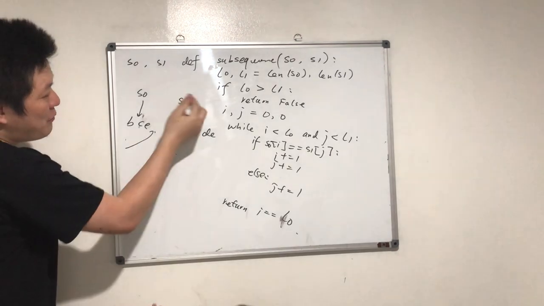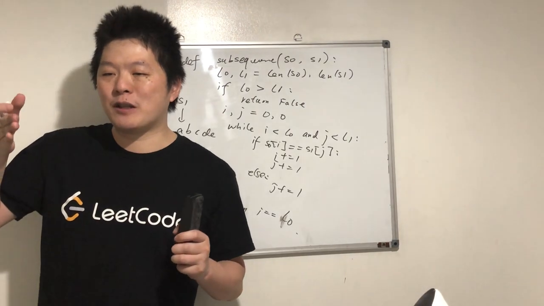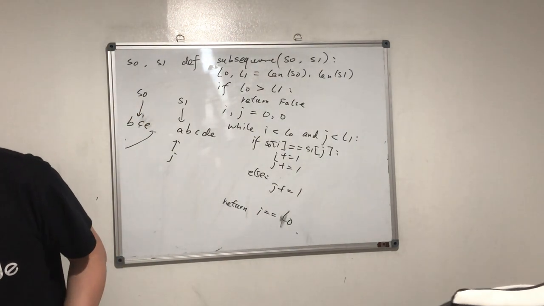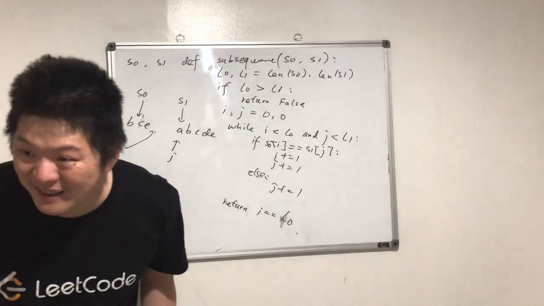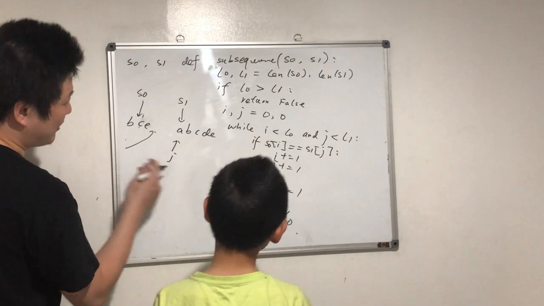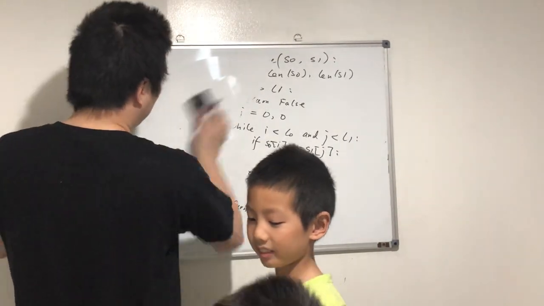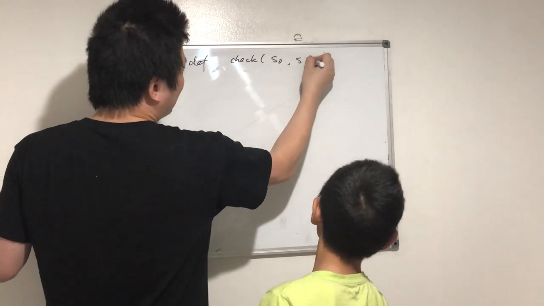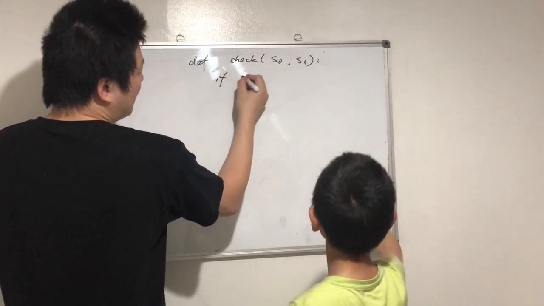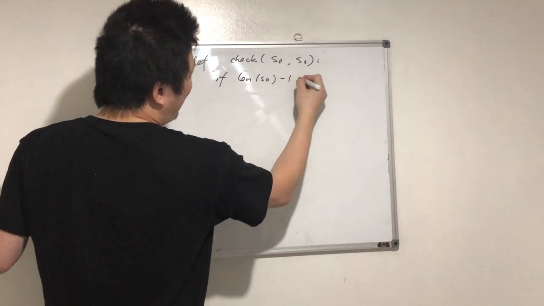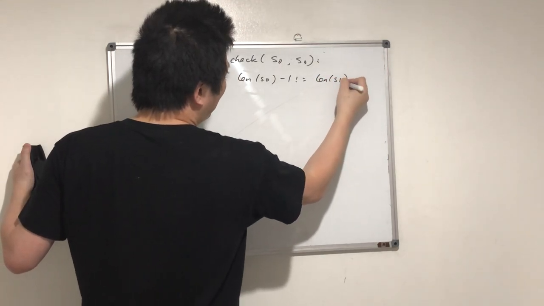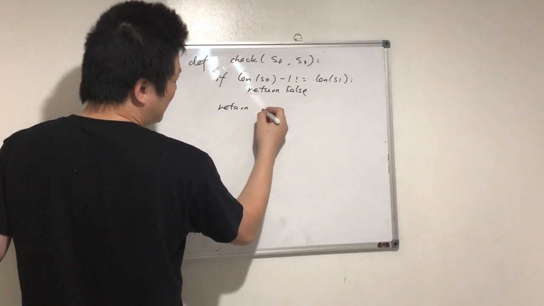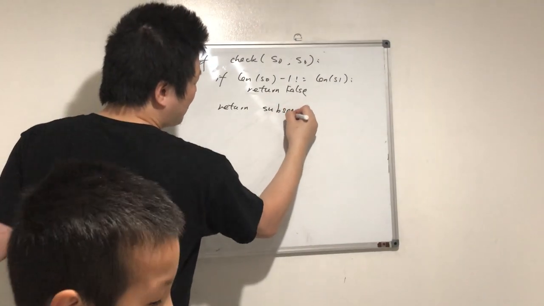First of all we check the length. S0 needs to be one letter more than S1. If it's one letter more, then we check if S0 is a subsequence of S1. Does it make sense? So how do we implement this? If length of S0 minus 1 does not equal length of S1, return false. Otherwise, we just return whether it is a subsequence.